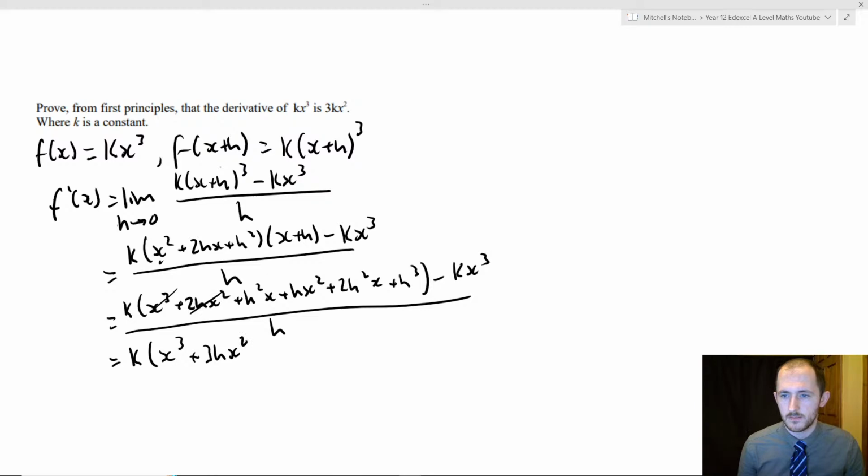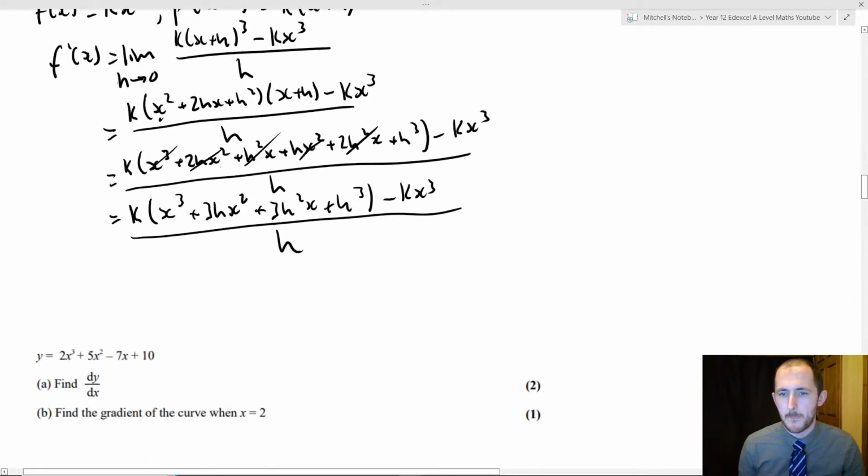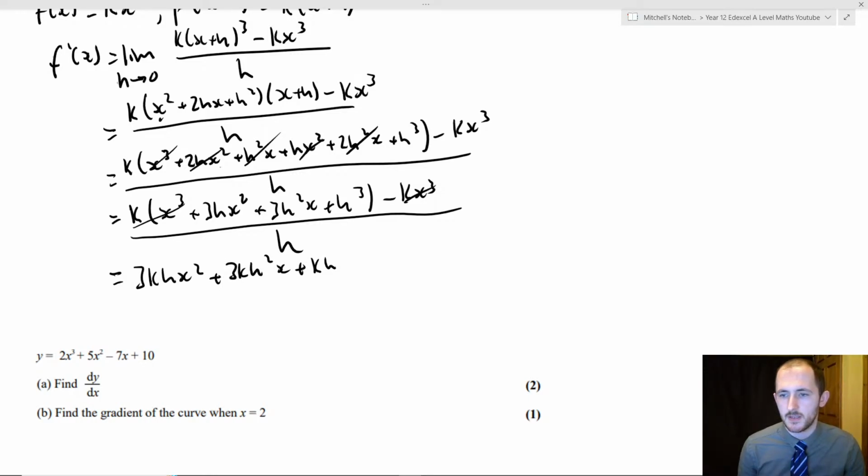Yep. Confusing myself now. And then we have plus 3h squared x. And then lastly, plus h cubed minus x cubed, and then again, all over h. Cool. So again, we can cancel that kx cubed with that kx cubed. We're going to have 3khx squared plus 3kh squared x plus kh cubed all over h. And once again, we're going to cancel out h from everything.